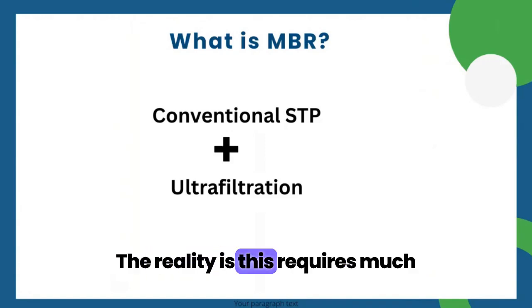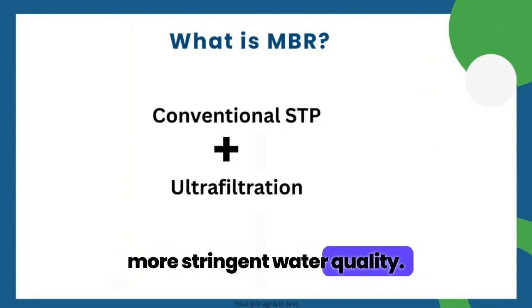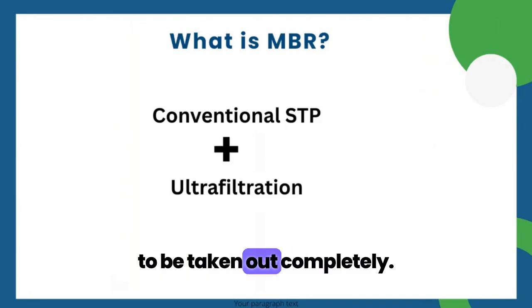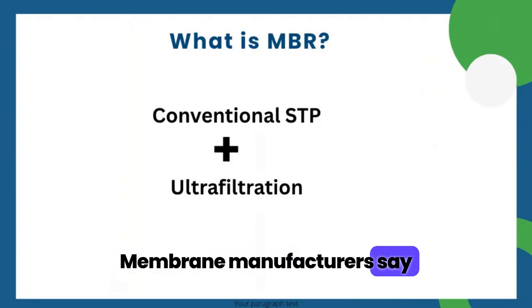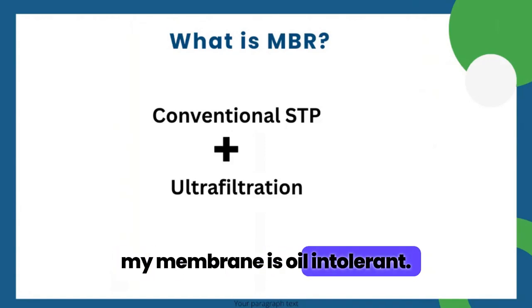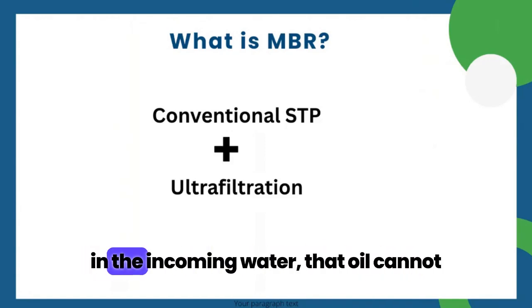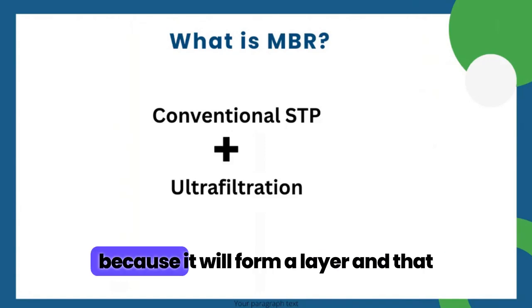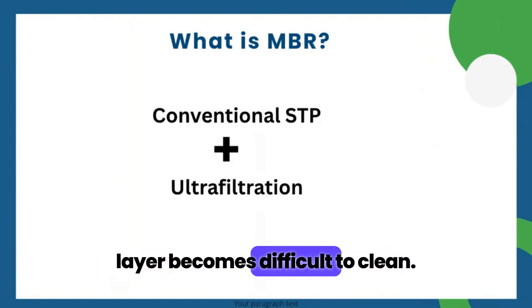The reality is this requires much more stringent water quality. For example, oil has to be taken out completely. Membrane manufacturers say, my membrane is oil intolerant. That means if there is oil in the incoming water, that oil cannot be allowed to go into the membrane because it will form a layer and that layer becomes difficult to clean.